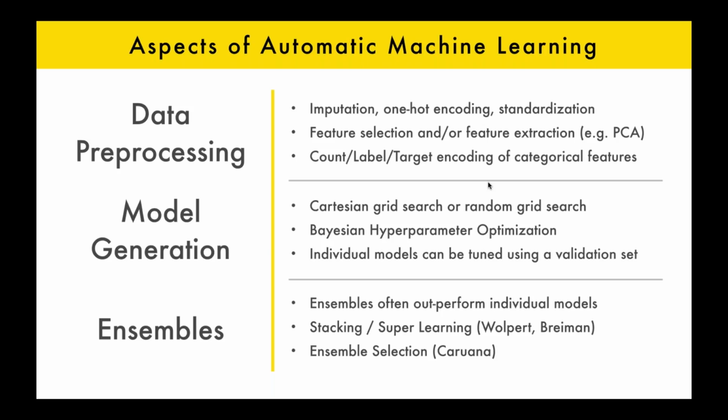Let's see, so that's all sort of in the field of data preprocessing. And then for model generation, there's a number of different ways that you can generate a large set of models. So one thing is you can define some grid search. Cartesian grid search is where you define a very dense grid and you try all the models in that grid. And a random grid search is where you do the same thing, except you sample from that grid search, so you get more of a random selection of models.